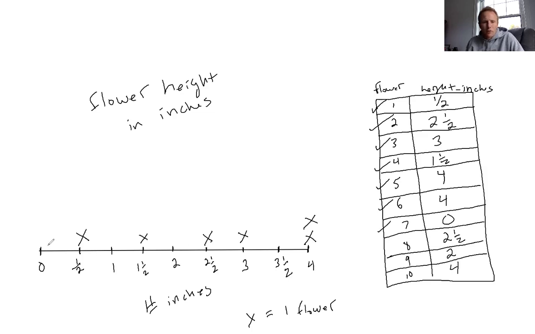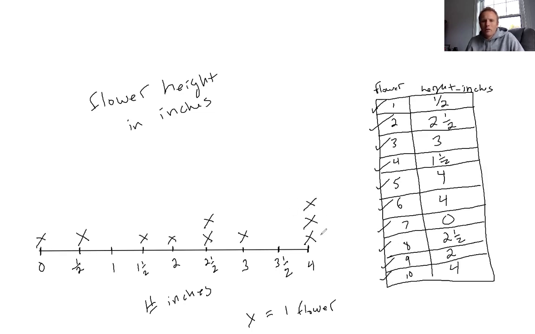Number 7 didn't grow, so it's 0. Number 8 is 2 1/2. So we add one more on top of that because now we have 2 flowers that are 2 1/2 inches tall. Number 9 is 2 inches tall. And number 10 is also 4 inches tall.